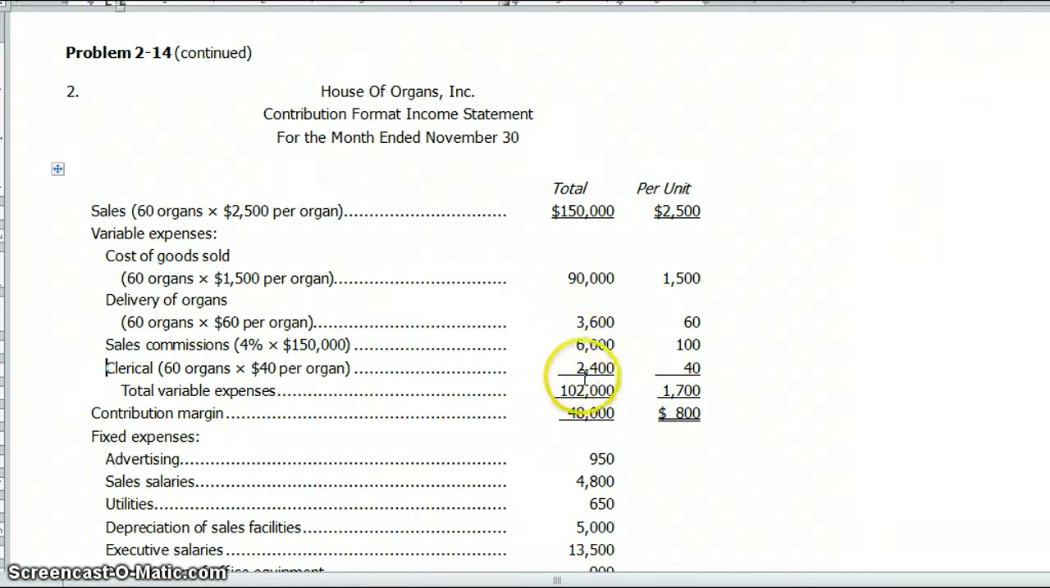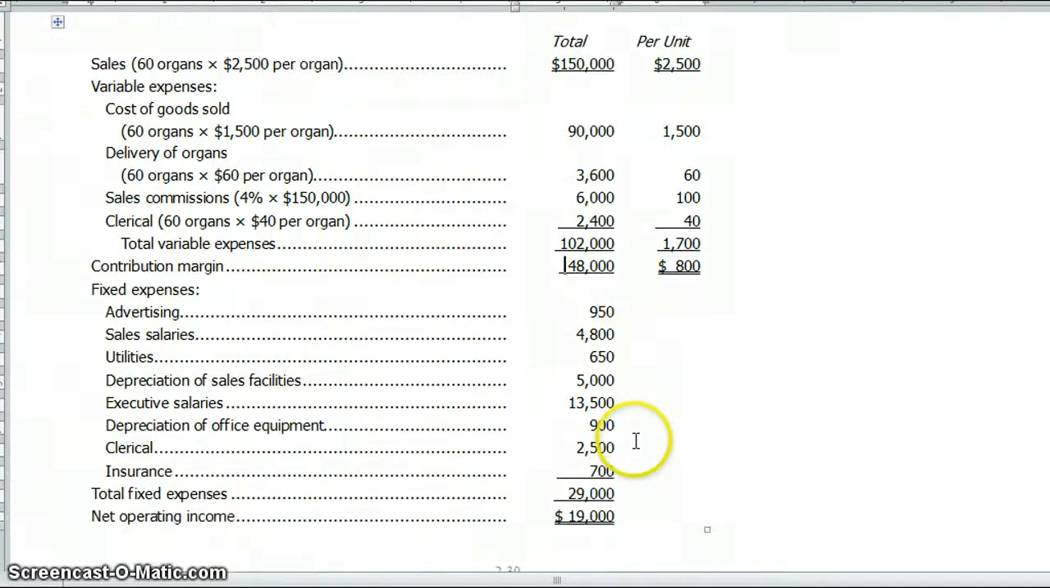If you add up our variable cost, you come up to $102,000, which when subtracted from our sales revenue of $150,000 gives us contribution margin of $48,000. Moving to our fixed cost. The fixed costs in this problem are advertising, $950 per month, sales salaries, $4,800 per month, utility costs of $650 per month, and depreciation of the sales facilities of $5,000 per month.